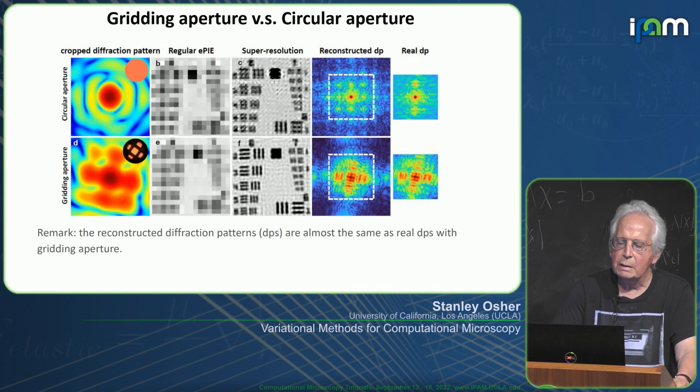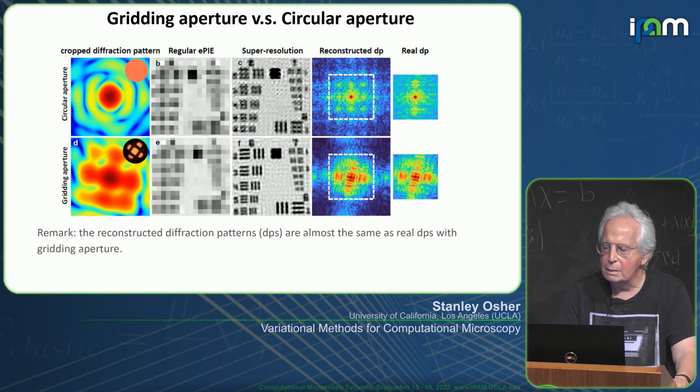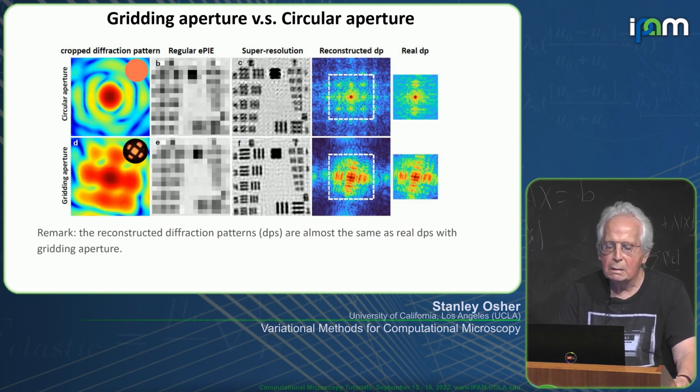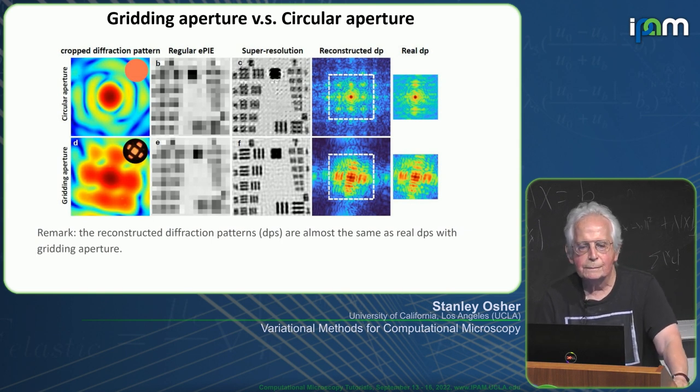And the same thing with gridding aperture versus circular aperture. You get better results with the circular one. And they're almost the same as the original, with this crazy probe. So I find this extremely intriguing.